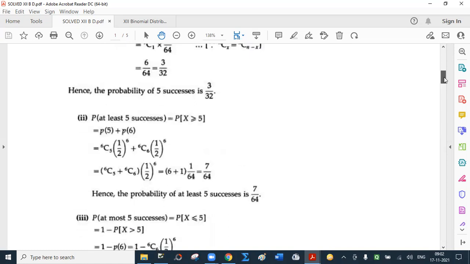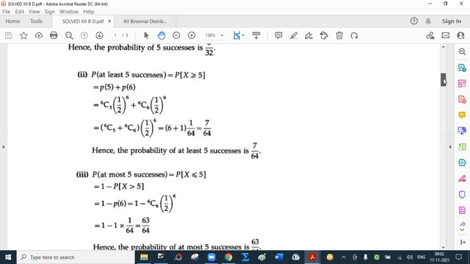Second part, probability of at least 5 successes. So P of X greater than or equal to 5. So either P of 5 or P of 6. Actually, I should say P of 5 plus P of 6. So 6C5 half raised to 6 plus 6C6 half raised to 6. Simplify to get 7 upon 64.